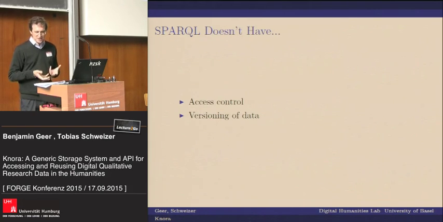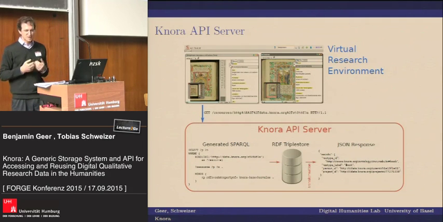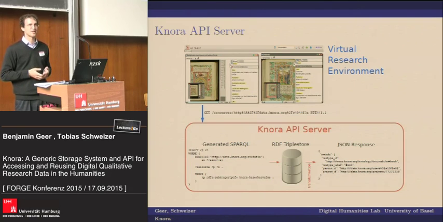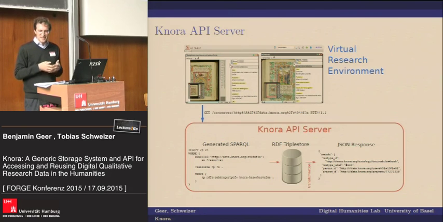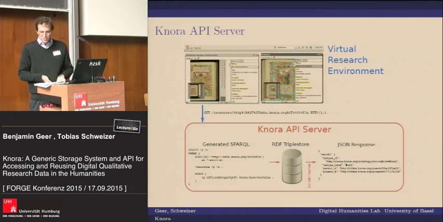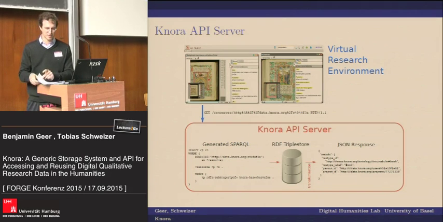And RDF and SPARQL don't have any standard concepts of versioning or access control. So to solve these problems, in response to a simple HTTP request, Knora's API generates and executes correct, efficient SPARQL queries, some of them quite complex. And it then transforms the query results into JSON data structures that are easy for clients to use. If you ask for a tree, Knora gives you an actual JSON tree, which is much more convenient to work with.